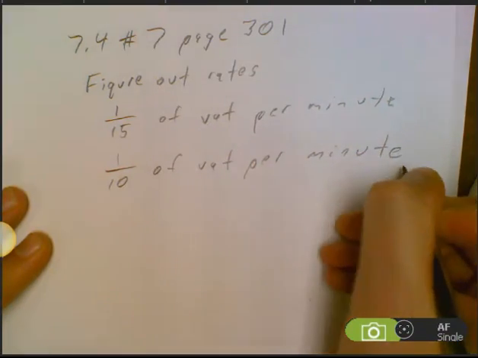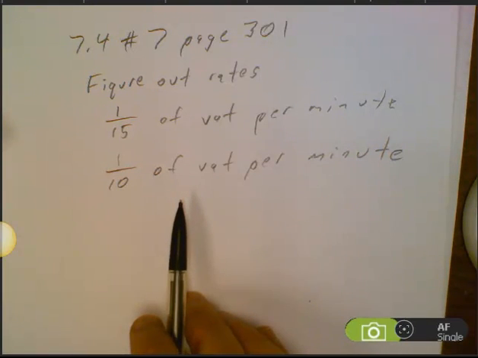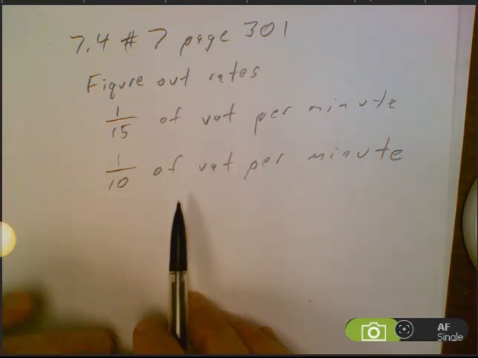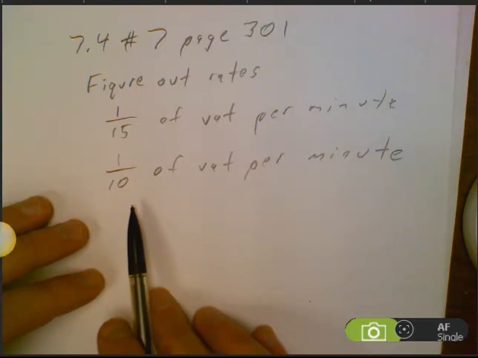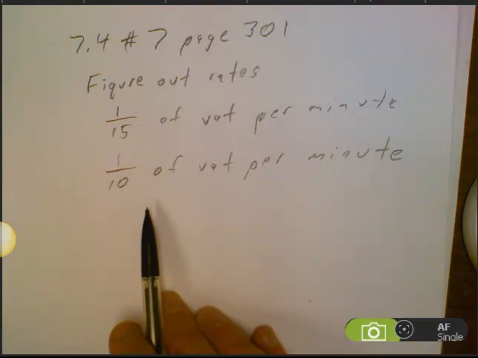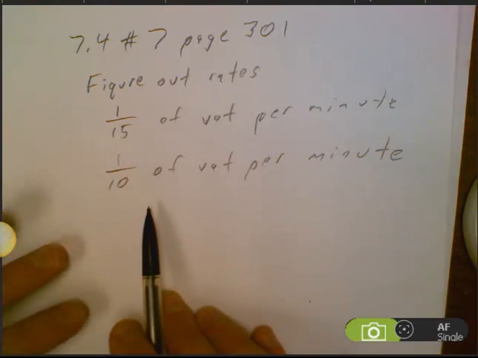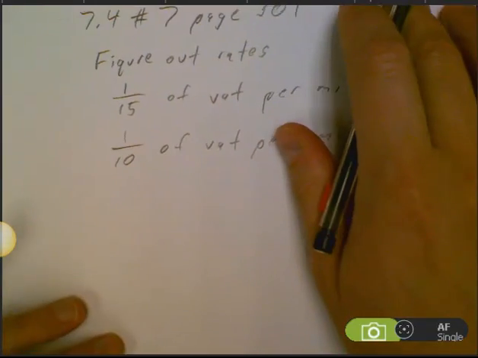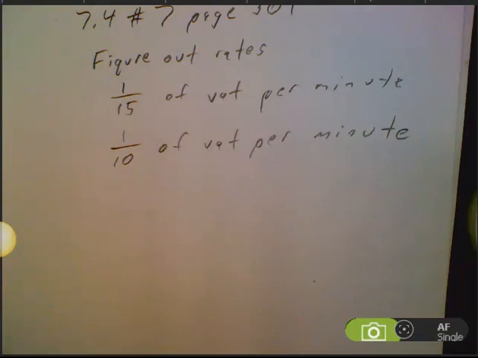Let's pause here for a second and think. The one hose fills the vat in 15 minutes, and the other one fills it in 10. So if they're hooked together, we know our answer is going to be less than 10, right? Because they're working together, and the one can do it by itself in 10. My guess would be, I don't know, 5, 6, 7, something like that.